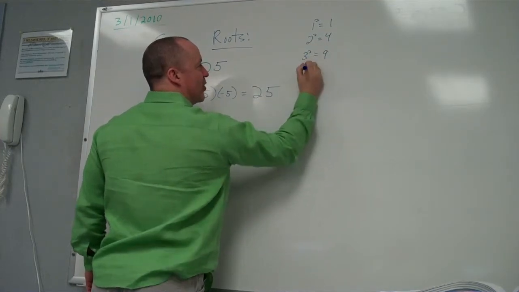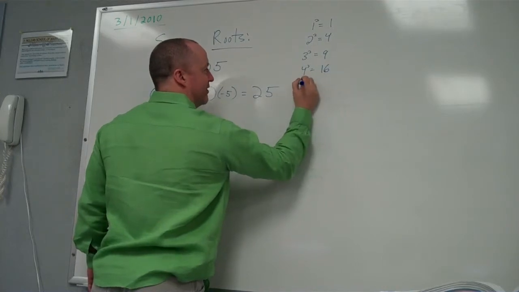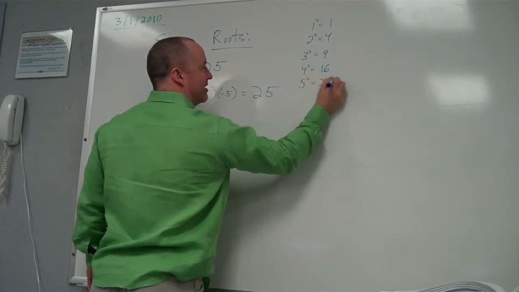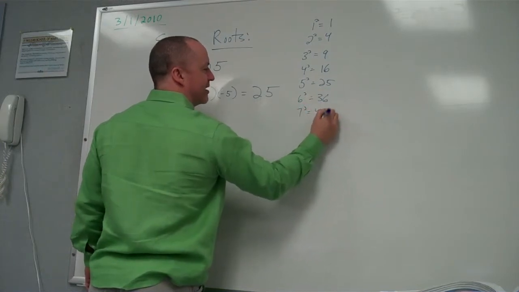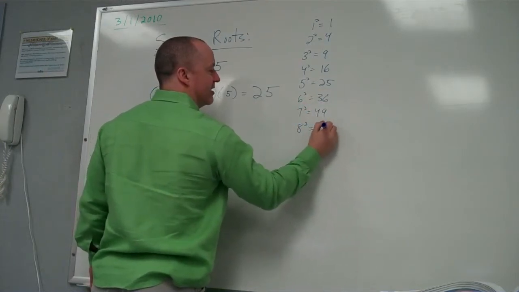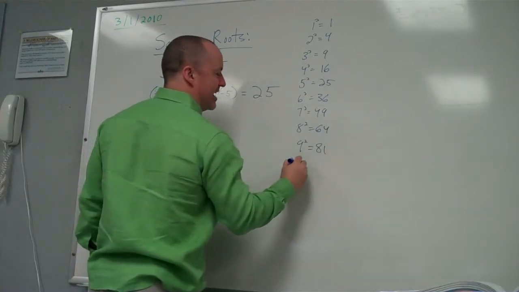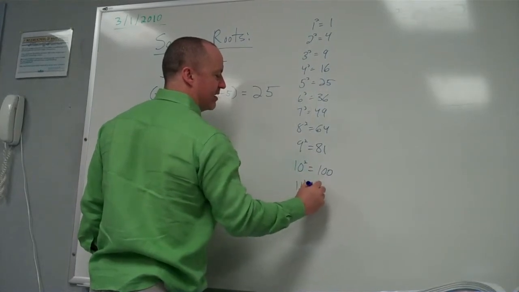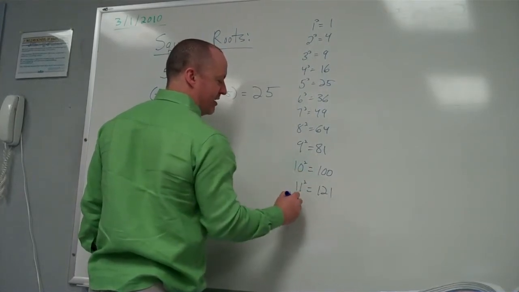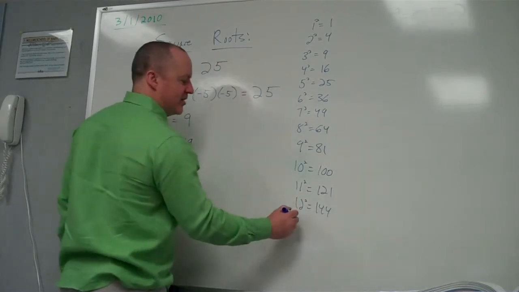4 squared? 16. 5 squared? 25. 6 squared? 36. 7 squared? 49. 8 squared? 64. 9 squared? 81. 10 squared? 100. 11 squared? 121. 12 squared? 144.